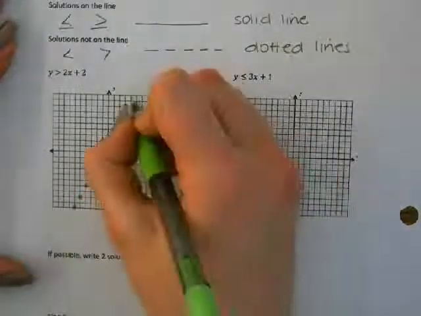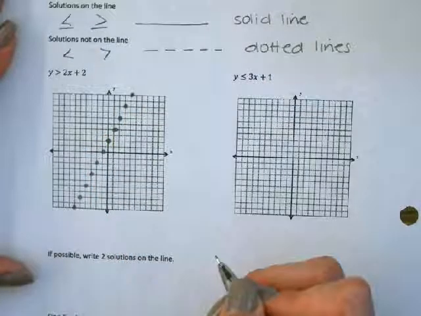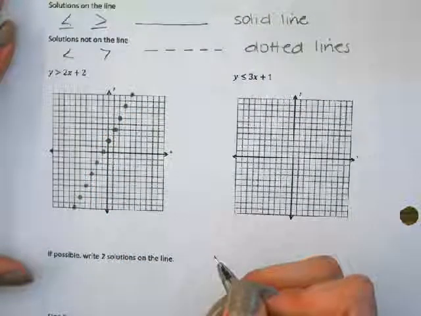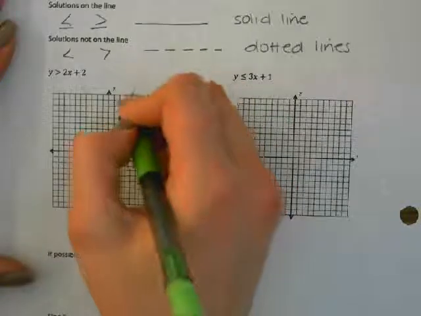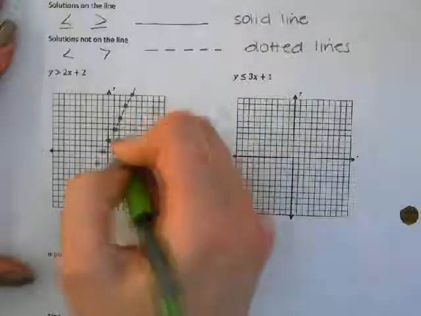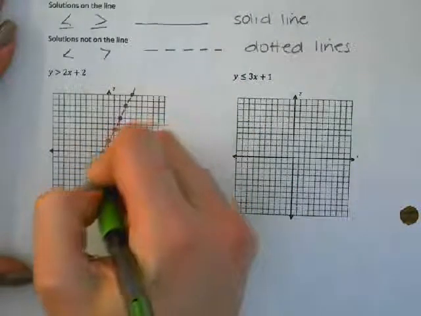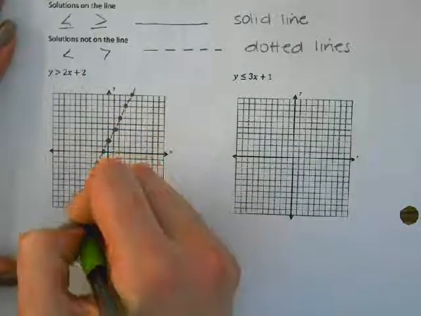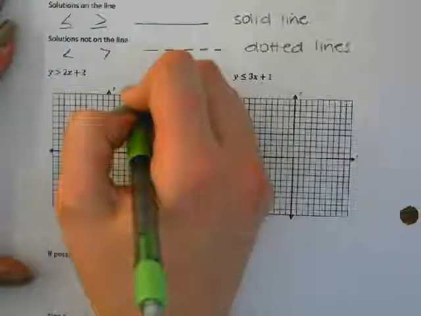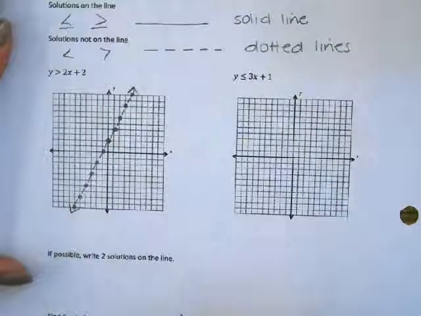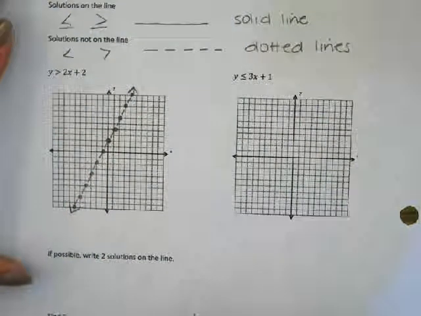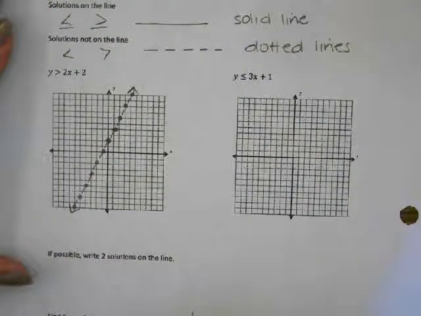And when I connect those points, should I use a solid line or a dotted line? Dotted. And then we have to figure out where to shade. You guys remember how to know where to shade? Shade on top. It says greater.